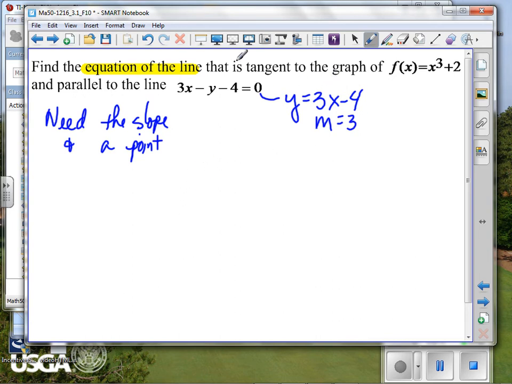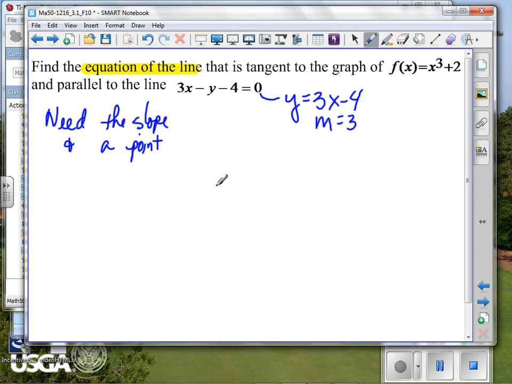I want a line that's tangent to the curve of this. So I need to find what of this function? Yeah, I need a point. I know the slope of the tangent is going to be 3, but what do I have to do? How am I going to proceed? What input values?